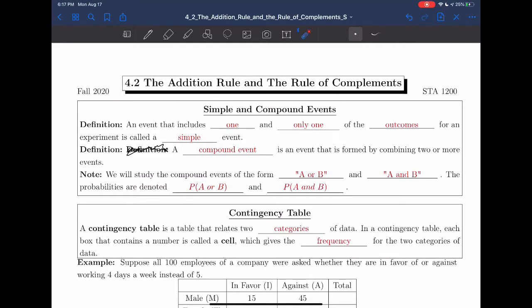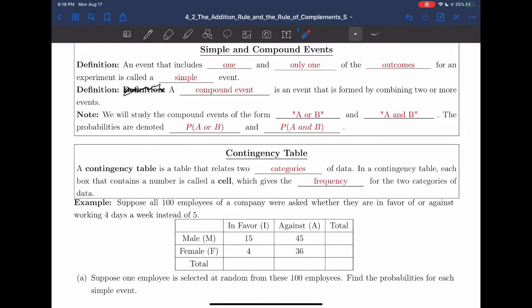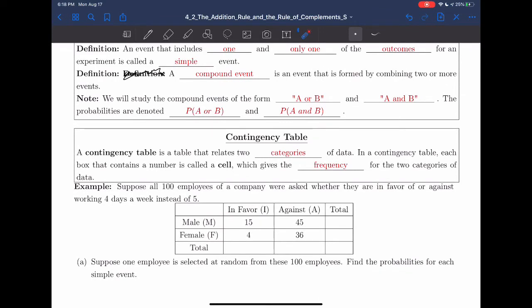So we're going to talk about two kinds of compound events, A or B and A and B. And when we talk about the probabilities, we denote it as the probability of A or B and the probability of A and B. And one way that we could compute this is using something called a contingency table. And they're really useful when computing probability of A or B and probability of A and B. And we're going to talk about a simple example of a contingency table.